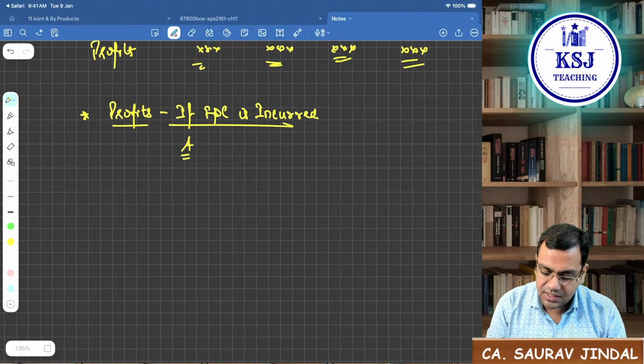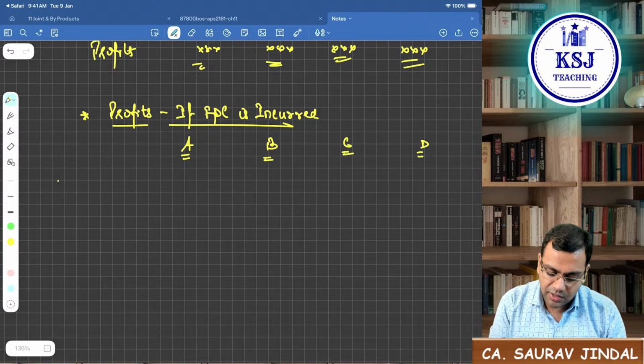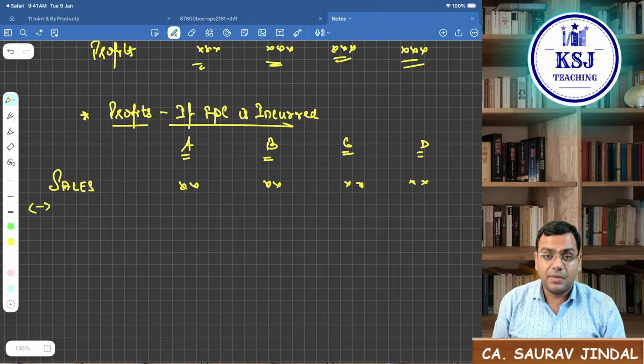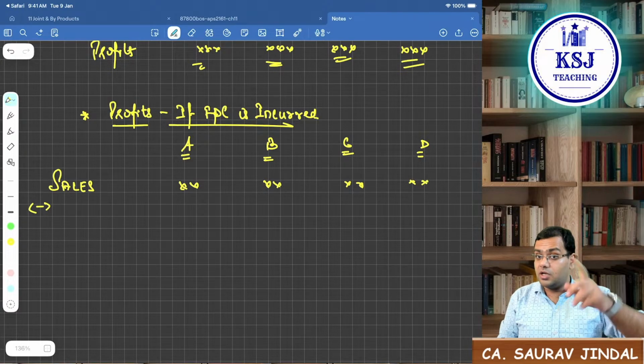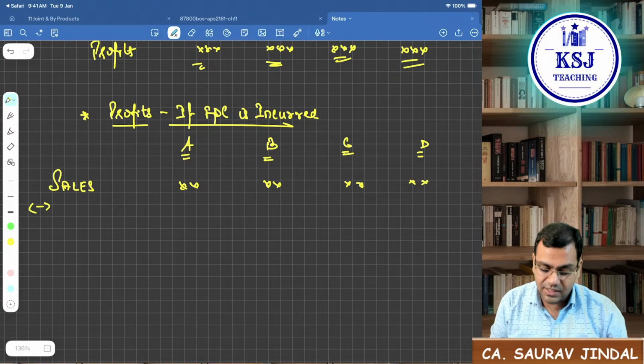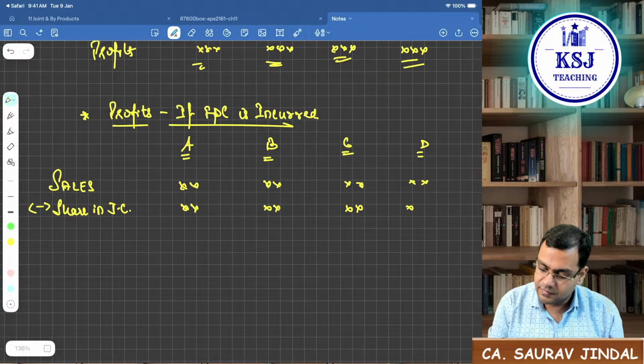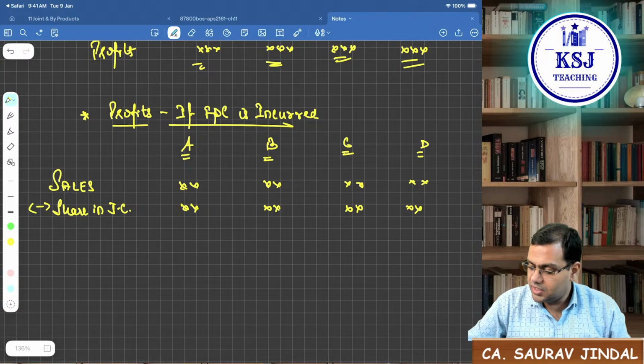Now if FPC is done, then what will happen? Product A, product B, product C and product D. You will take the sales here, minus, now for profits we need total cost. Total cost here will have two elements. One is the share in the joint cost, which you will subtract.